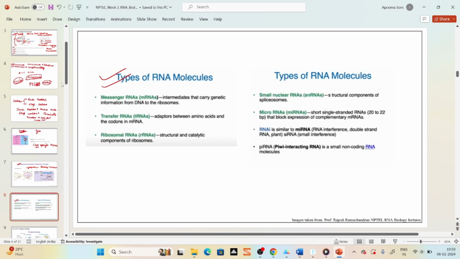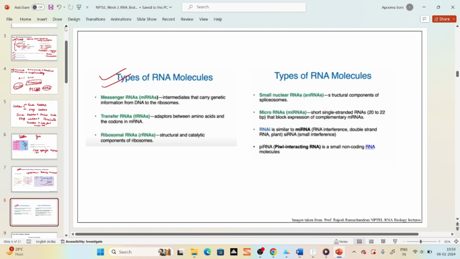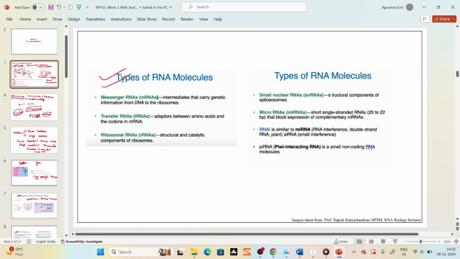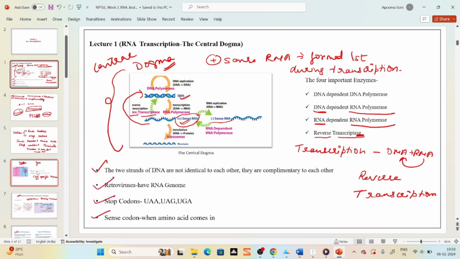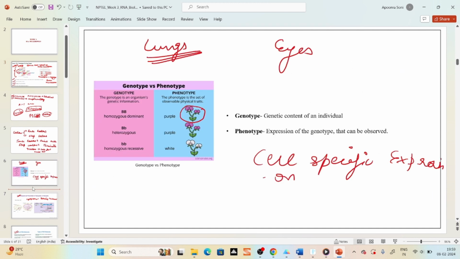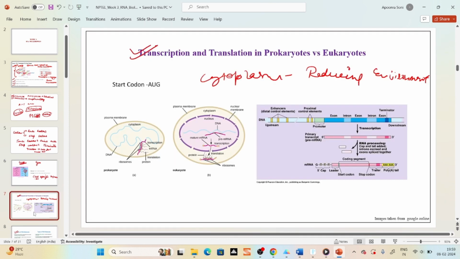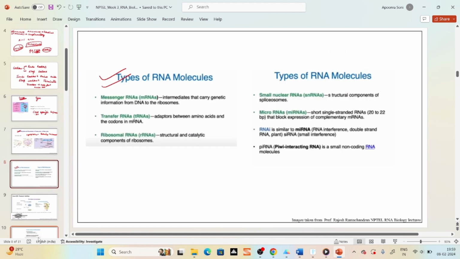So now we have completed our lecture number 1. In lecture number 1, just a quick revision, we have studied about the central dogma and the 4 important enzymes. Then we have studied the difference between genotype and phenotype. Then we have seen the difference of transcription and translation in the case of prokaryotes and eukaryotes. And then lastly, we saw the types of RNA molecules and various non-coding RNA molecules.